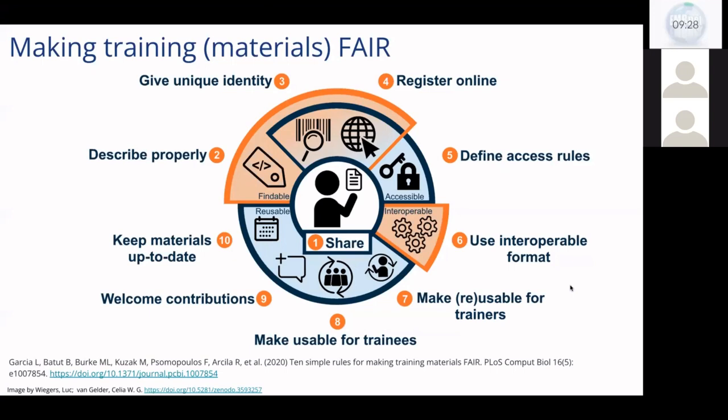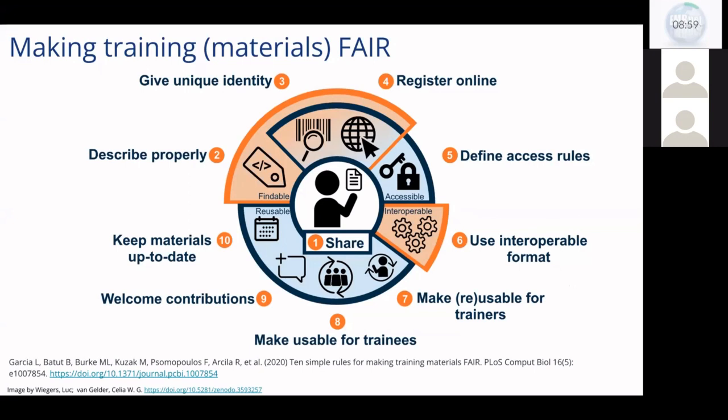So I think it is fair to say that this community recognises the importance of sharing training materials and also the importance of sharing them in a consistent way if we're to get the most out of them. So the community's been discussing this for a while, and we've realised that the FAIR principles that were developed for data can provide a framework for sharing training materials.